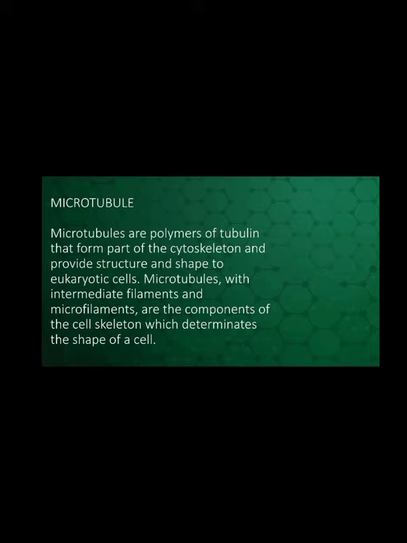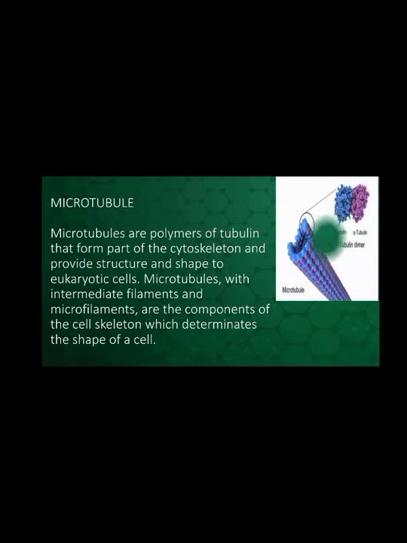The next one is the microtubule. Microtubules are polymers of tubulin that form part of the cytoskeleton and provide structure and shape to eukaryotic cells. Microtubules, with intermediate filaments and microfilaments, are the components of the cell skeleton which determines the shape of the cell. Microtubules are like the pipes in a building that support the structure and carry water. It is recognized for its role in regulating cell growth and movement as well as key signaling events which modulate fundamental cellular processes.